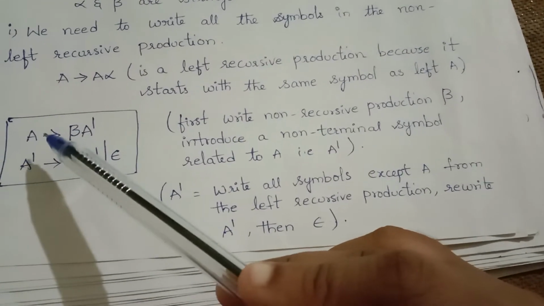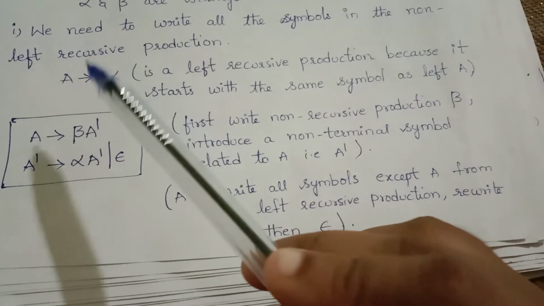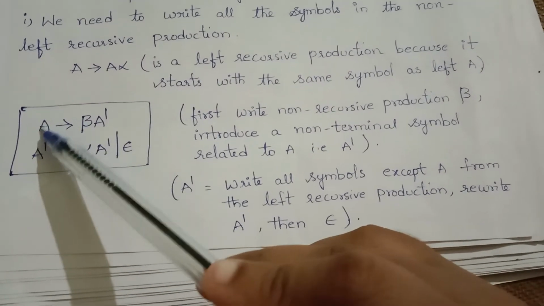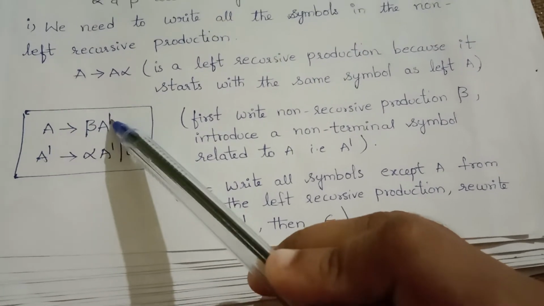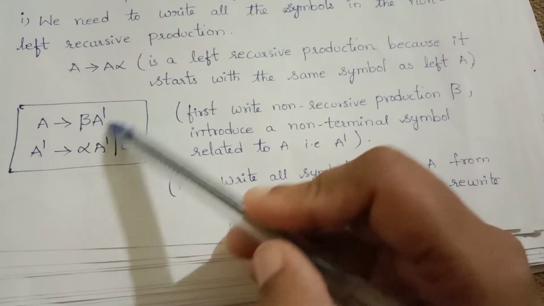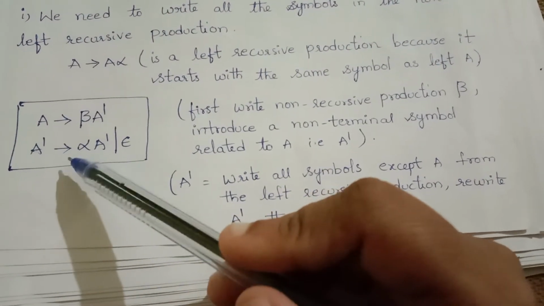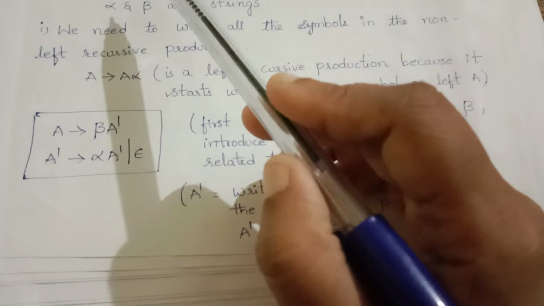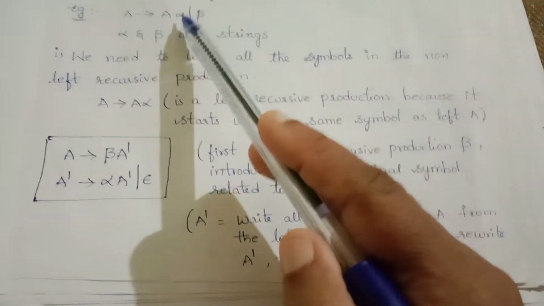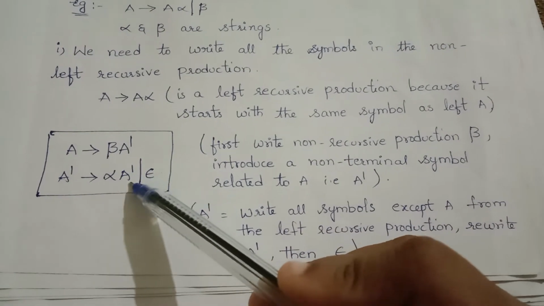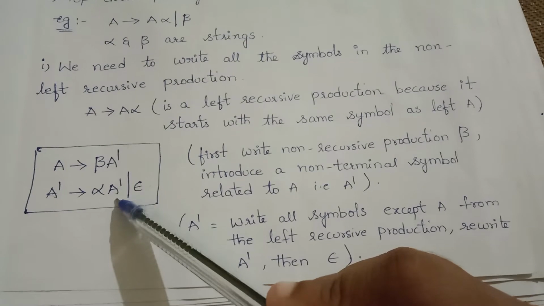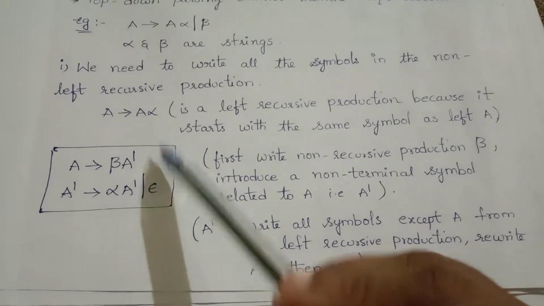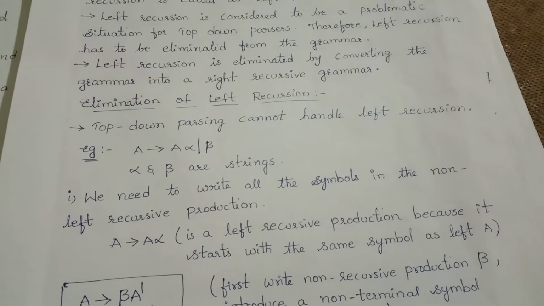Clear? So the first step in order to remove the left recursion is to write all the symbols in the non-left recursive production and then introduce a new symbol related to the starting symbol. So this became A tends to beta A dash. And then we need to derive this A dash also. So A dash tends to, how do we need to derive? We need to write all the symbols except the starting symbol in the left recursive production. The remaining symbol here is only alpha. So alpha I have written, and then we need to write A dash, that is the new symbol which we have introduced, and then epsilon. So these are the steps to eliminate the left recursion.